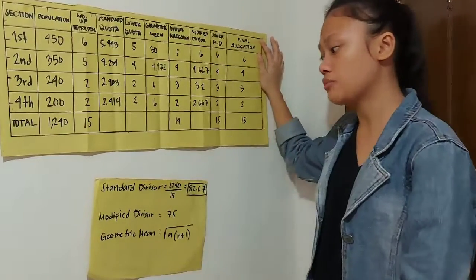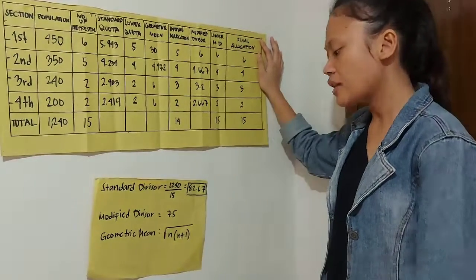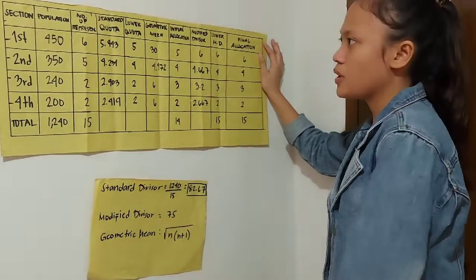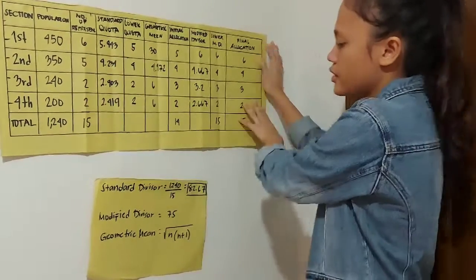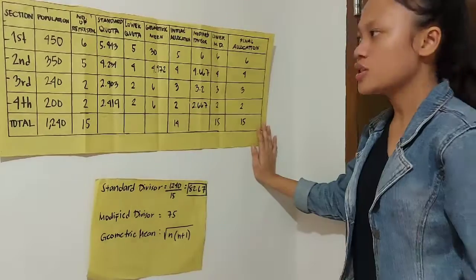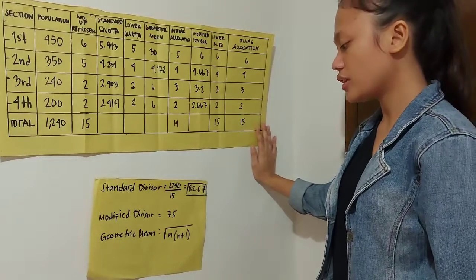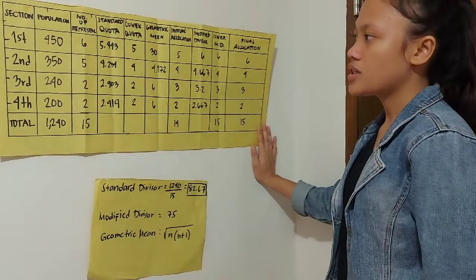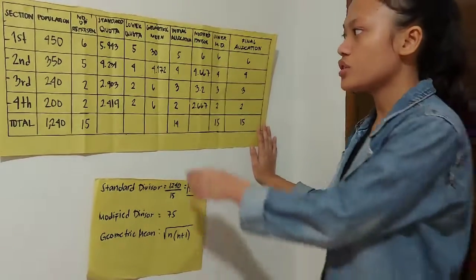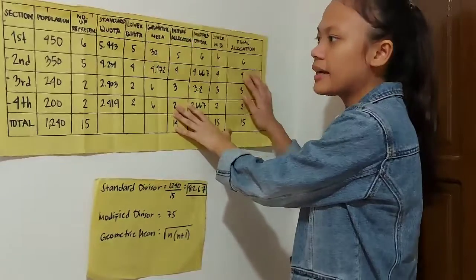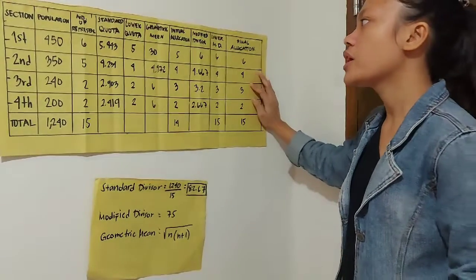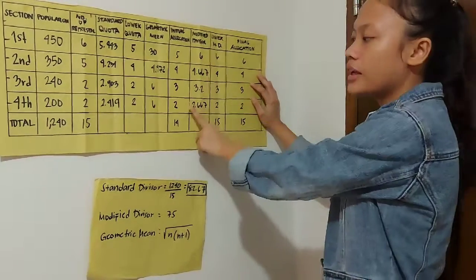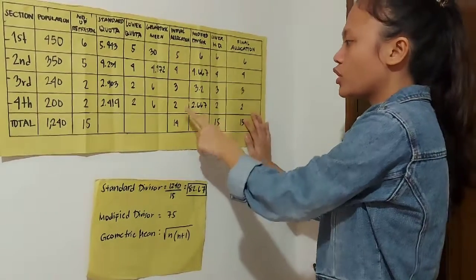In getting the geometric mean, we need the formula, the square root of n times n plus 1. We are going to calculate the geometric mean using the standard quota. So first is the square root of 5.443 times 5.443 plus 1, which equals 30. And then so on and so forth with the second, third, and fourth sections. And then they have the initial allocation of 5, 4, 3, and 2, which is a total of 14.